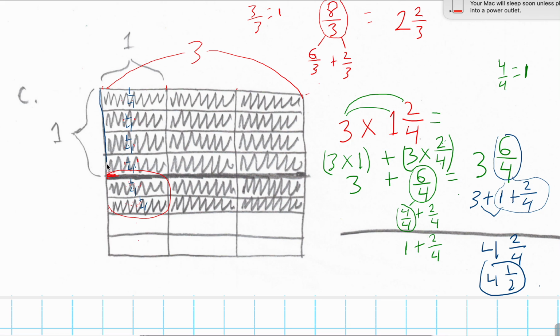From here to here? Well, let's count them. 1, 2, 3, 4, 5, 6. You have 6 fourths. Okay, which is the same as 1 and 2 fourths, right? You have 4 fourths plus 2 fourths. So you have 6 fourths. So you can also just do straight up 3 times 6 fourths, and you will still end up with the same results.